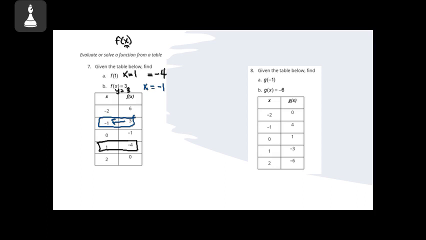Let's try the next one. This table is for function g. You may see different letters for the functions, and that's okay. Says g of -1. So this is telling me x is -1. So find x is -1. What is the answer? Well, the answer is 4. For B, it says g of x equals -6. So find -6 in the g of x column. And what gave me that answer was x equals 2.